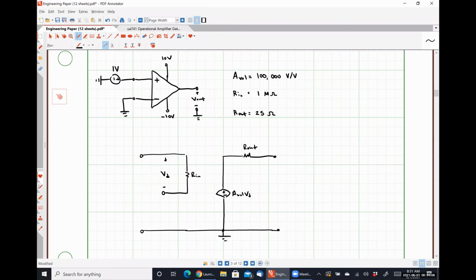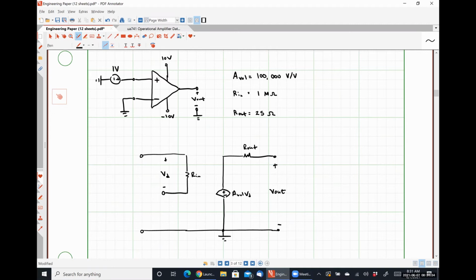All right, so let's start with my output, just because that's really trivial at this point. Is there anything connected to the output pin of my op amp in my topmost drawing here? No. So I can say that my output voltage is just the open circuit voltage between my output pin and ground. Nothing particularly fancy there.